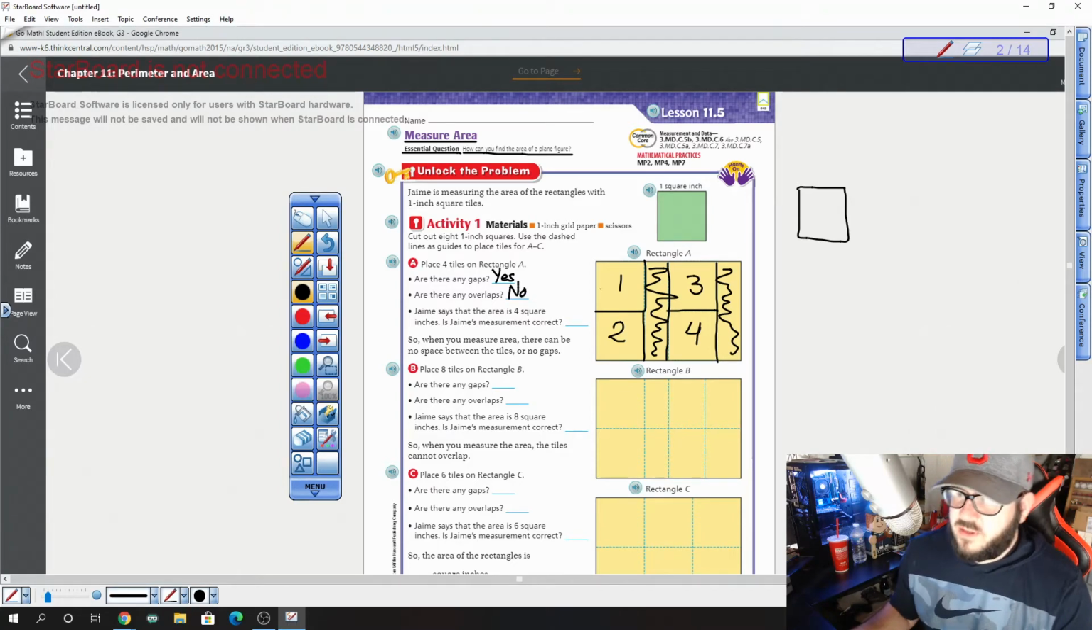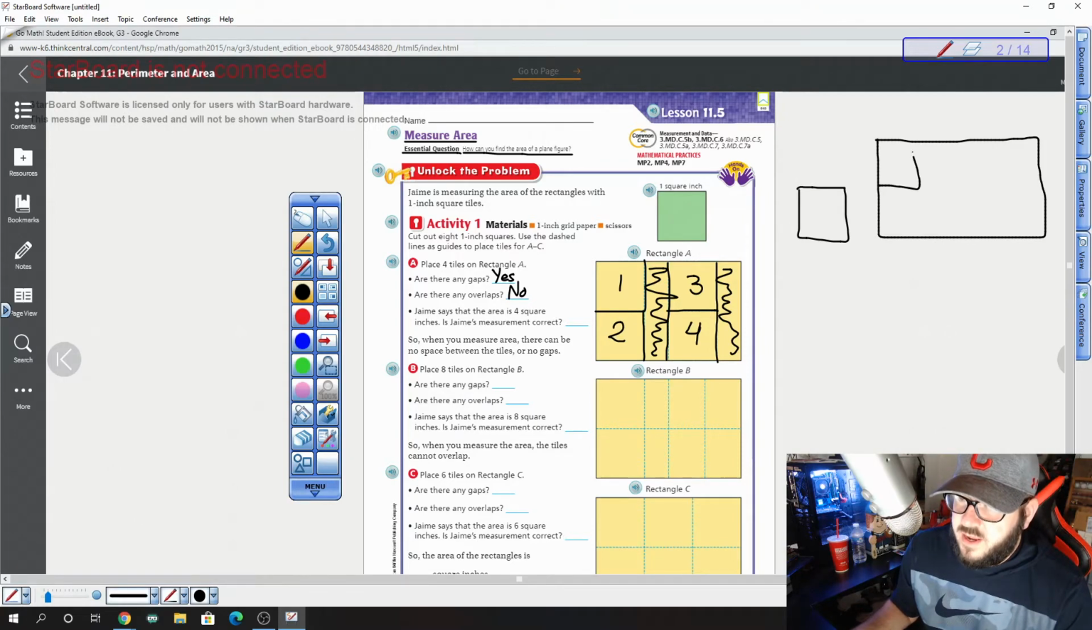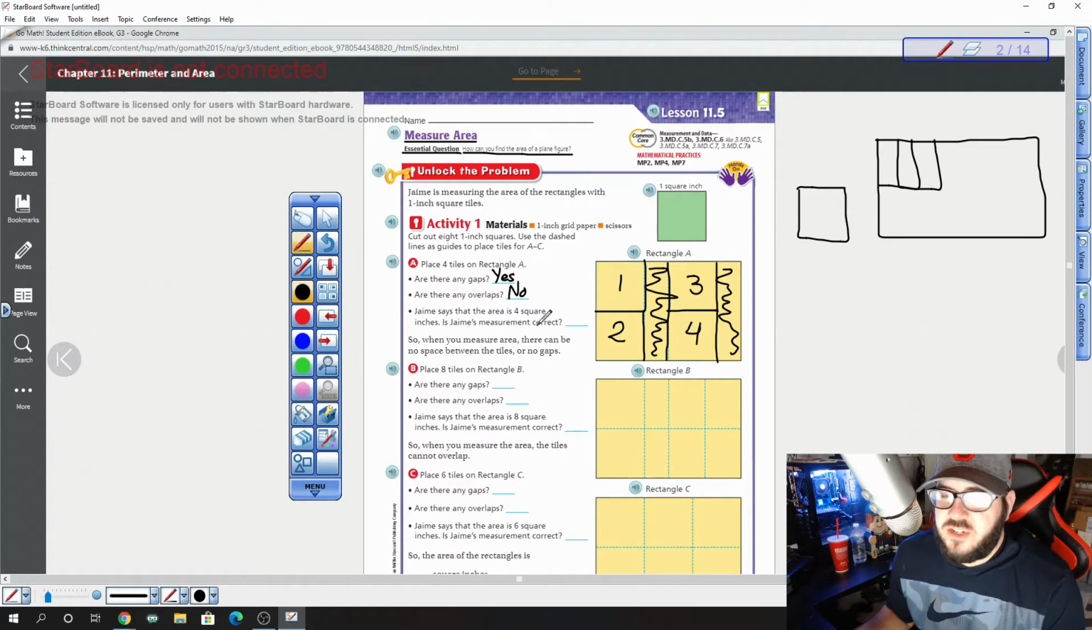An overlap would look something like this. If I had this rectangle, and I drew some squares, and we had something looking like this, that would be an overlap right here. The 2 lines of the 2 shapes are overlapping. Okay, Jamie says that the area is 4 square inches. Is Jamie's measurement correct? Is he correct in saying this whole rectangle is 4 square inches? Well, the answer, of course, is no, because we have some empty space that's not filled up. So he is not correct.